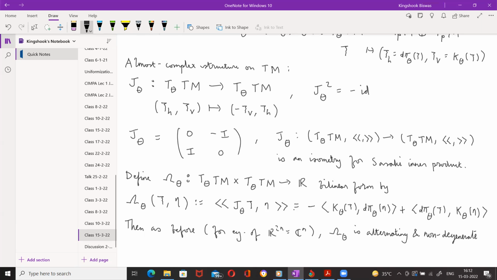So to finish, what we haven't shown yet, we'll show later, that omega is closed. We'll show this in the next class. We need to show that omega is a closed two form. We've shown that it's symplectic, meaning non-degenerate on each tangent space to TM. In fact, omega will be exact, and therefore it will be closed. We will find a one form alpha such that omega is d alpha.